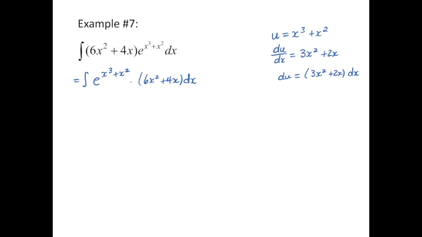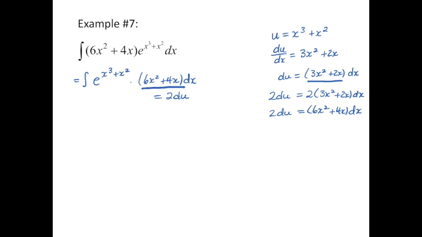One way is to notice that 6x squared is just 2 times 3x squared, and so is 4x. So this is really just this multiplied by 2. So if we multiply our du by 2, we get 2 times 3x squared plus 2x dx. So then 2 du is equal to 6x squared plus 4x dx. So this 6x squared plus 4x dx is really equal to 2 du. So we could make that substitution.